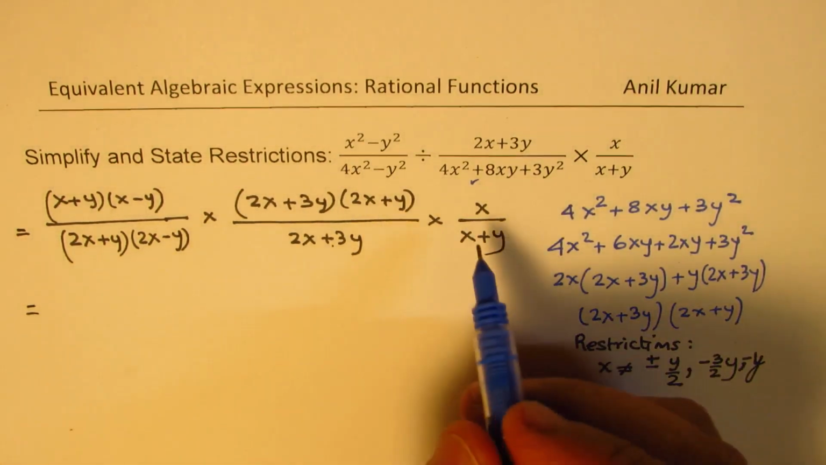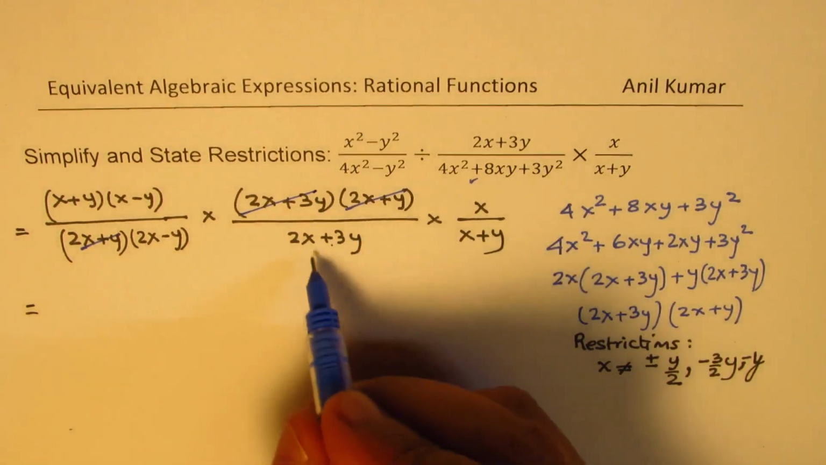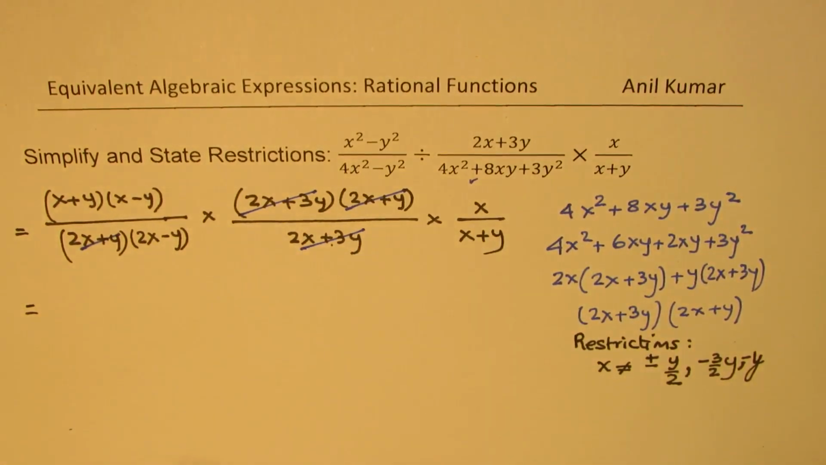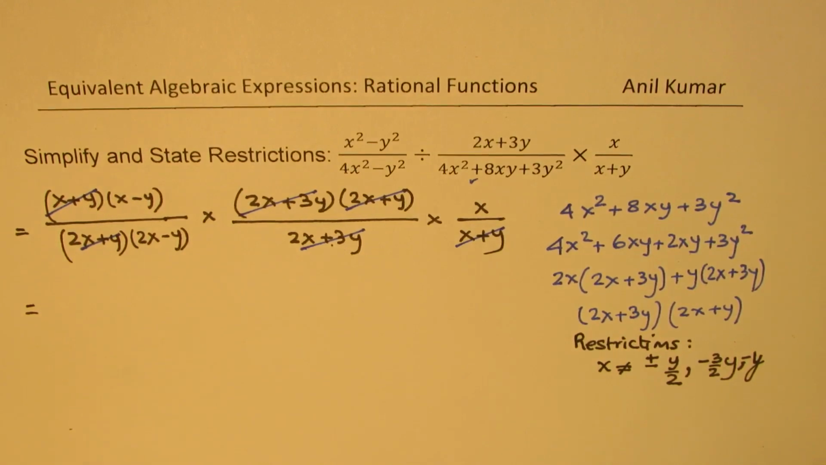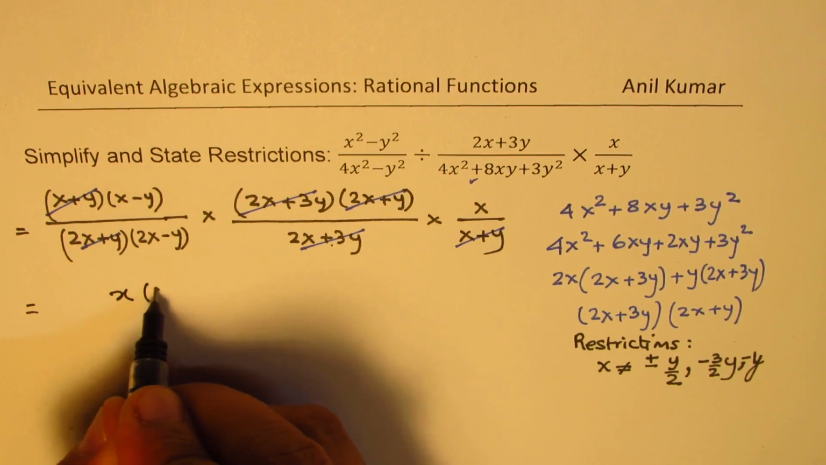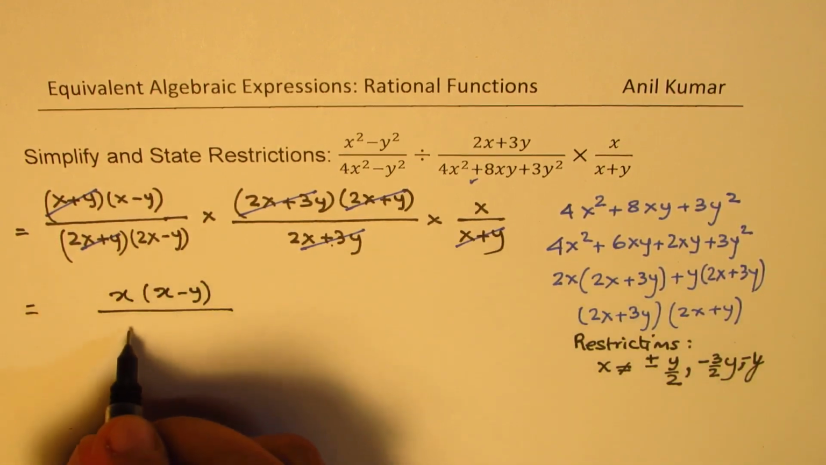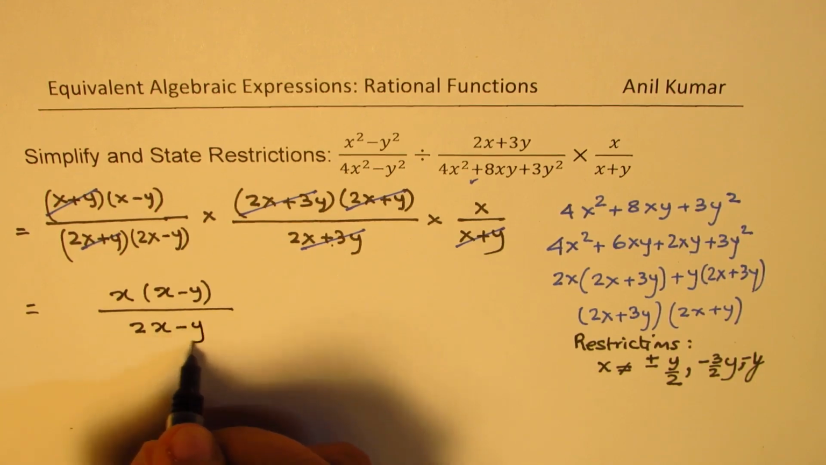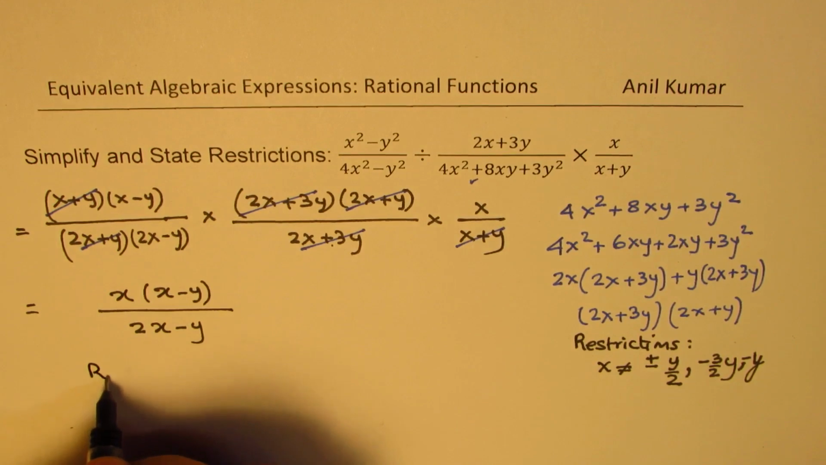Cancel the terms which are same in numerator and denominator, right? So we have these terms which are exactly same. x plus y cancels with x plus y, and the rest is our answer. So we get x times (x minus y) over, the term left is (2x minus y) in the denominator, right? So that is your final answer with restrictions.